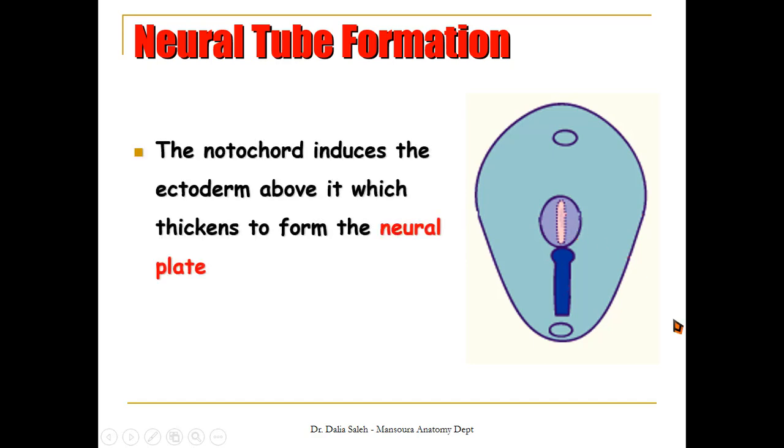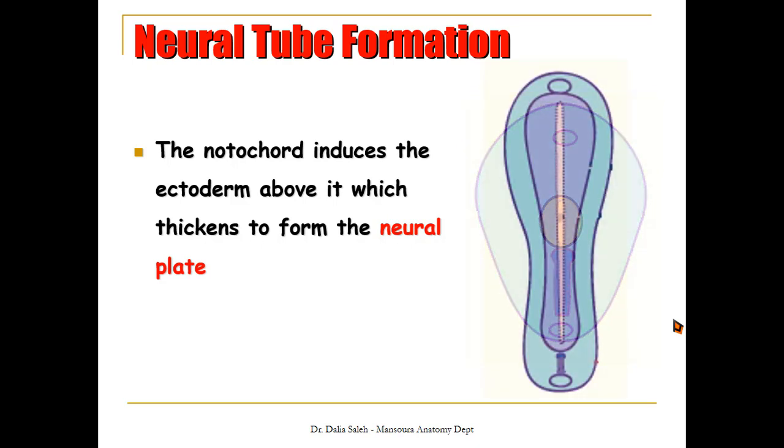So what happens is that the notochord induces the ectoderm overlying it, and the notochord is considered to be the inducer of the formation of the neural tube. Then the ectoderm will thicken to form what's called the neural plate. With further growth of the notochord, the overlying ectoderm also grows and transforms into a slipper-like plate, which is called the neural plate.